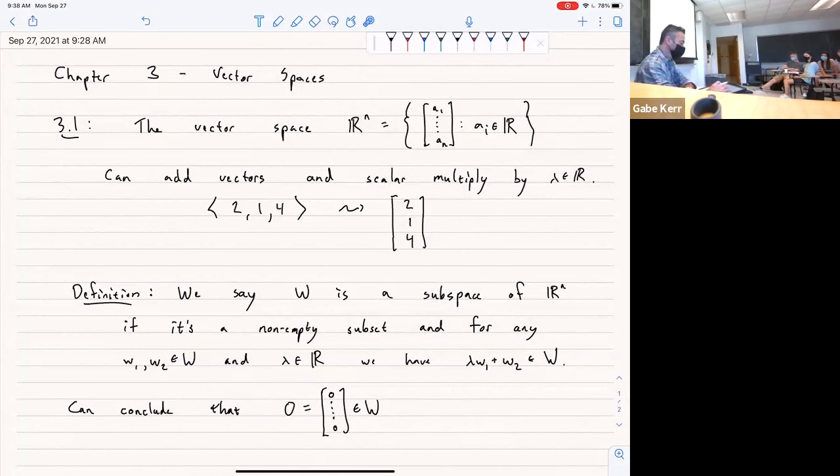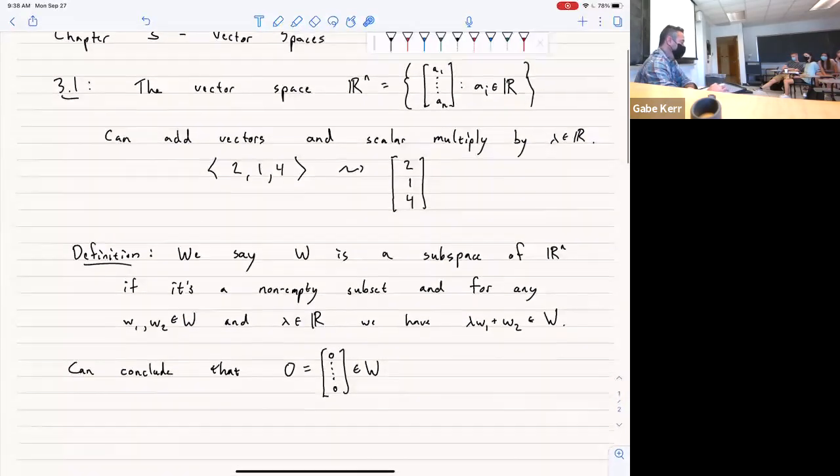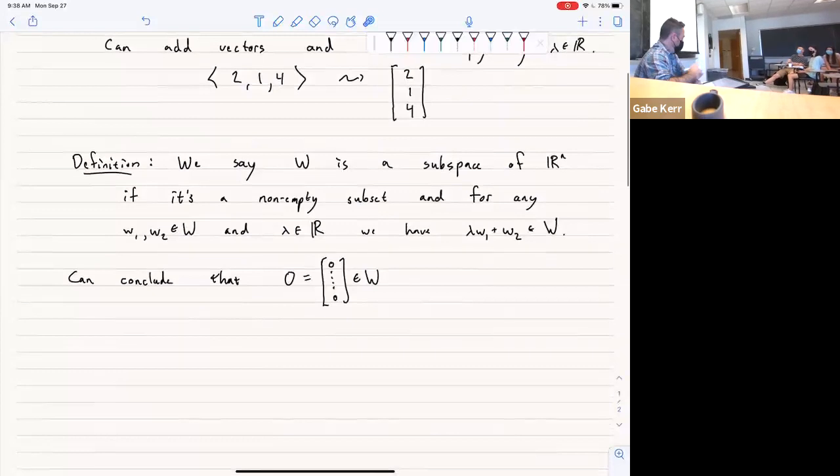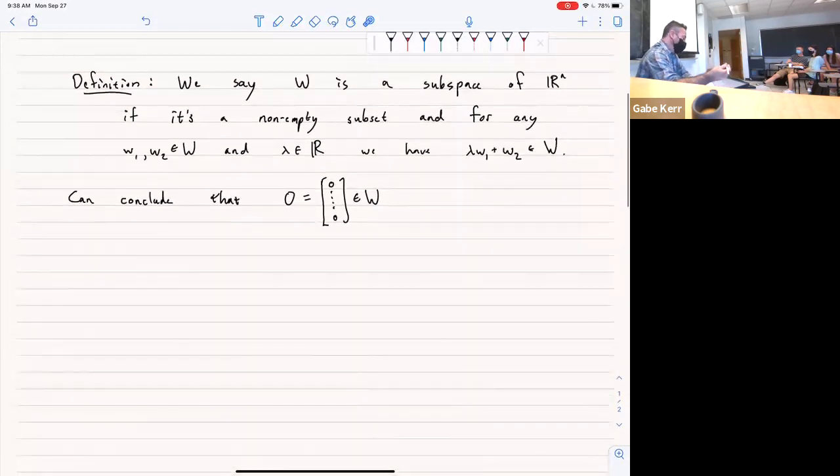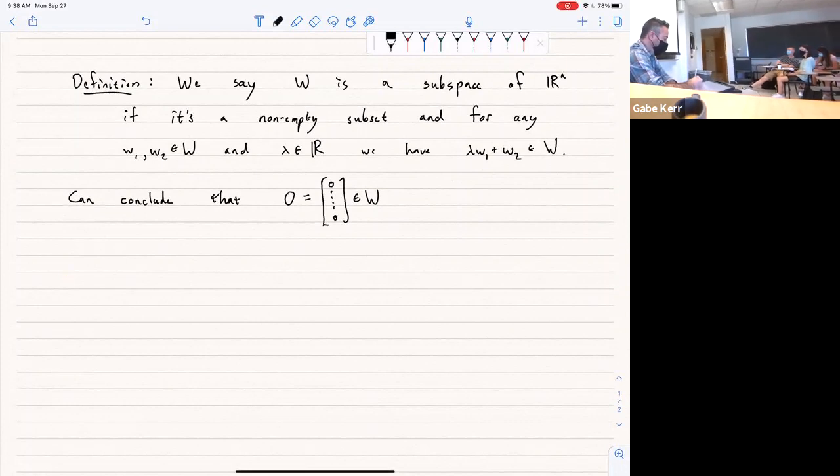And those two things together, we want everything to be closed under those two laws of composition. So what is an example of a subspace? Well, you guys, I think, spend some time learning about this.